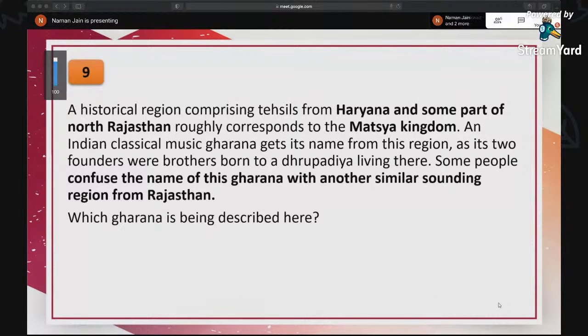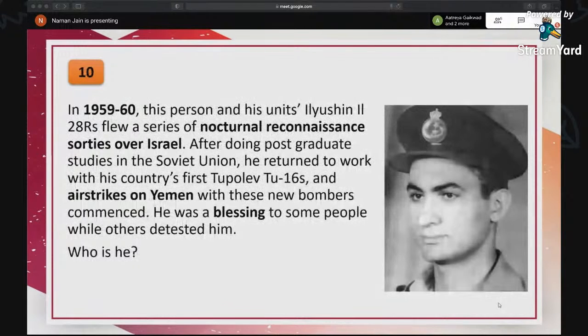Question number 9, penultimate question of tributes. Before we move on to the 10th question, which is my favorite. Okay, 10th question. The image is also very helpful if you see carefully.